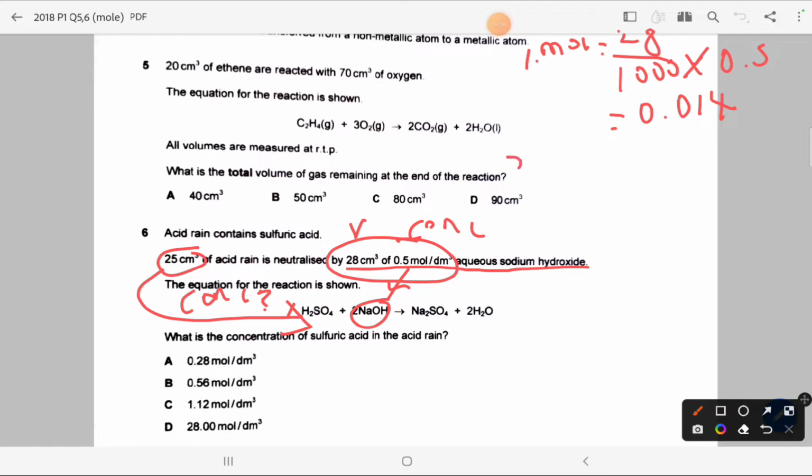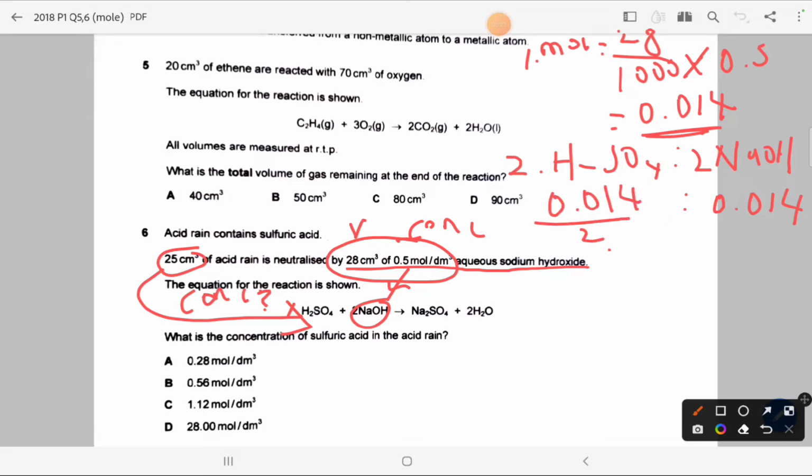After you have found the number of mole, the next step is to find out the mole ratio of sulfuric acid and NaOH, which is 1:2. So the NaOH is 0.014, which means that your H2SO4 would be 0.014 divided by 2, and that would give you 0.007. That is the number of mole of H2SO4.